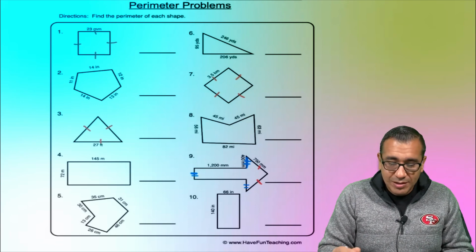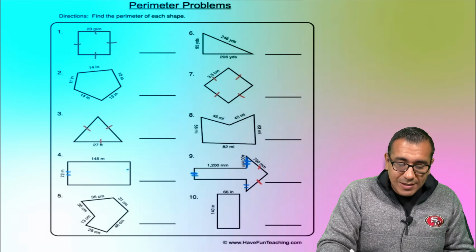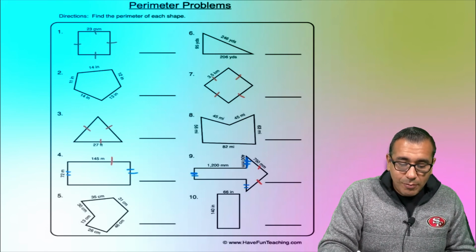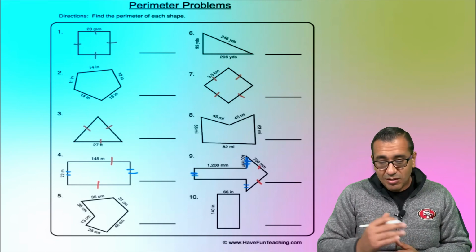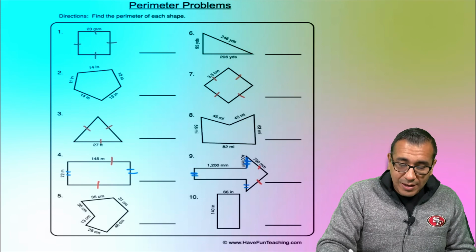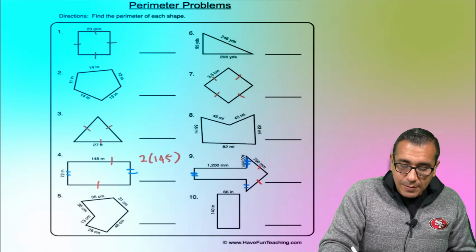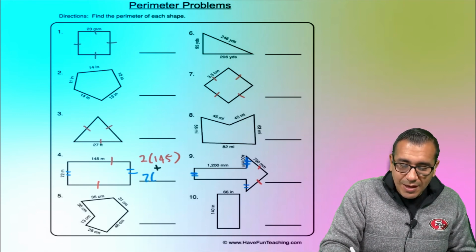All right, so let's do number 4. And again, if this is 72 meters, then this is going to be 72 meters. If this is 145 meters, this is going to be 145 meters. So let's do number 4, and we're going to do 2 times 145 plus 2 times 72.